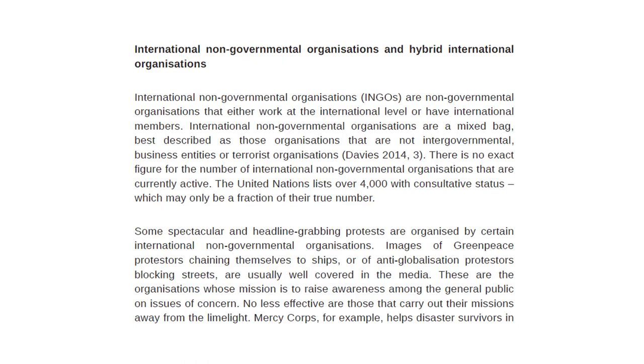These are the organizations whose mission is to raise awareness amongst the general public, that's us, on issues of concern. They find these issues to be of concern. People who also protest cutting down of trees and the rainforest in Brazil, right? Not the actual government. That's not the Brazilian government, because they're not protesting because they're making a profit.